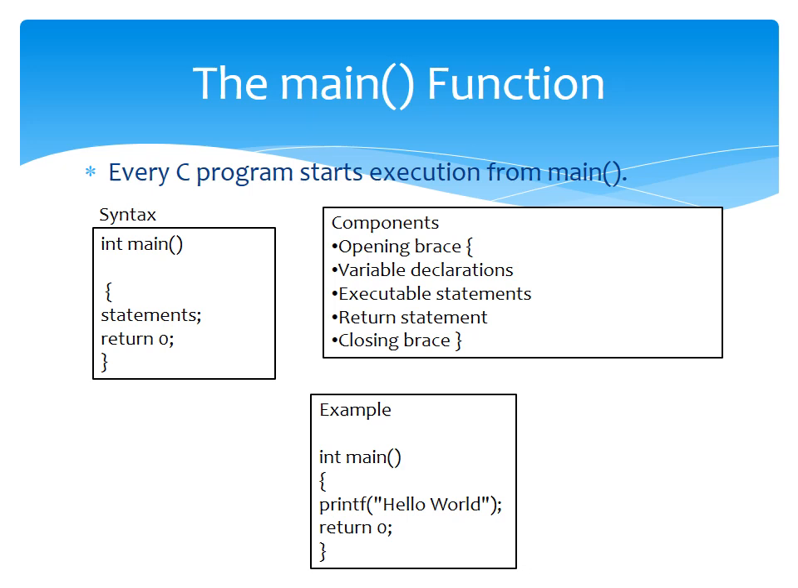In the earlier class we have seen up to the global declaration section. Coming to the main function, we know that every C program starts execution from the main. As we see on the left side of the slide, you have the syntax int main, and you can write all the statements with a return statement inside the braces. The components are the opening brace, variable declaration, executable statements, return statement, and the closing brace. This is how you should write a main program. You can look into an example: int main, a statement printf hello world, and return 0.